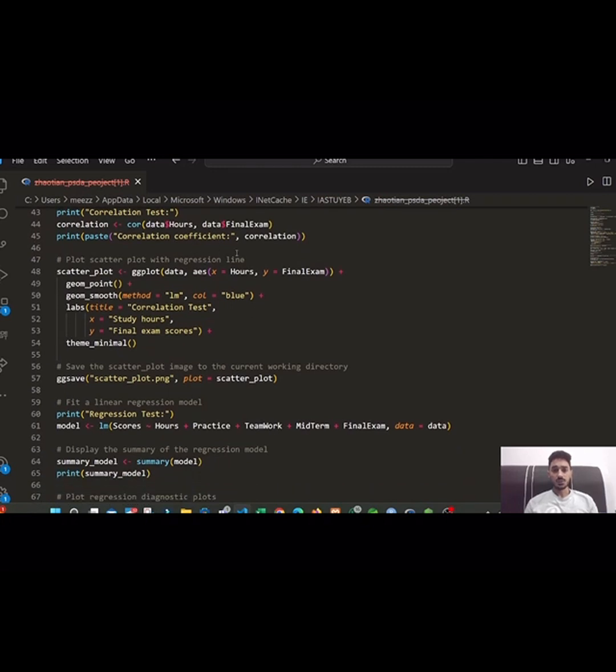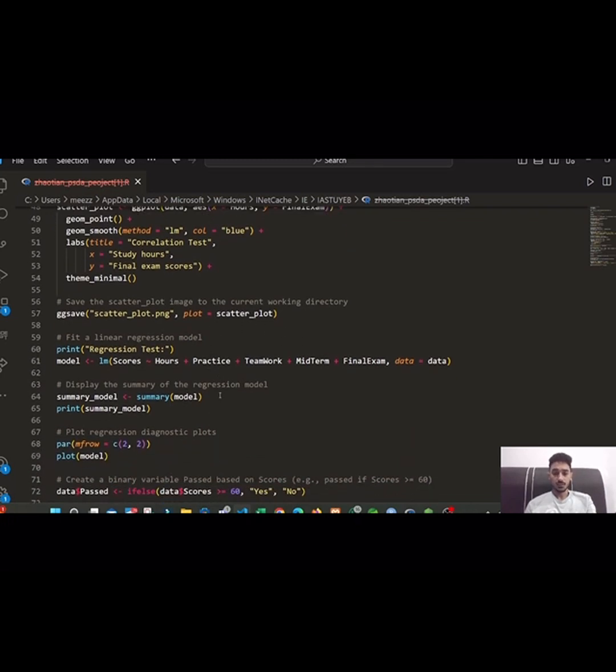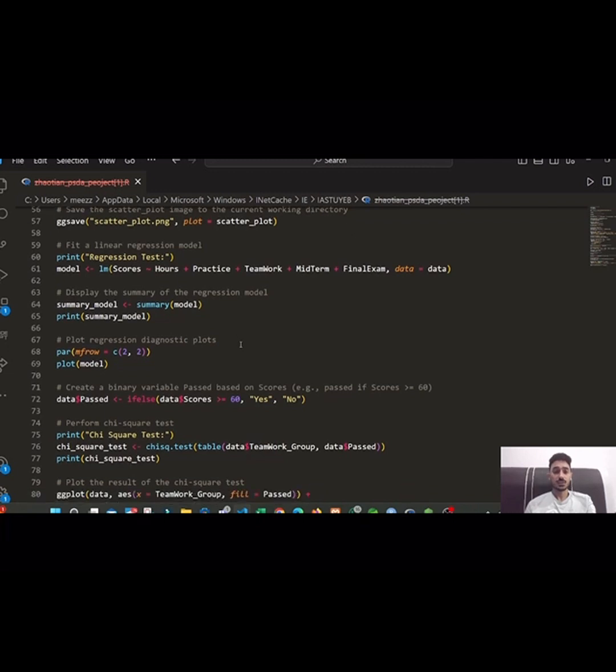Then for the regression line, we fit the linear regression model by comparing the scores, hours, practice, teamwork, midterm score, and final exam score, and declare it with the variable called data. Then the program will display a summary of the regression model.